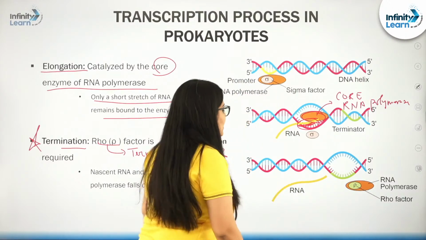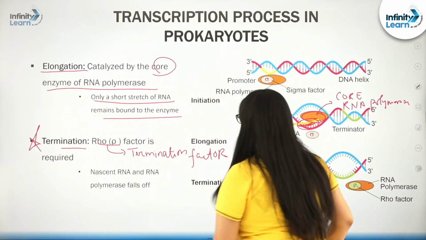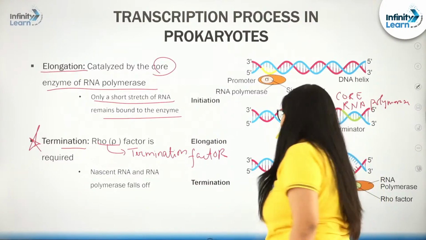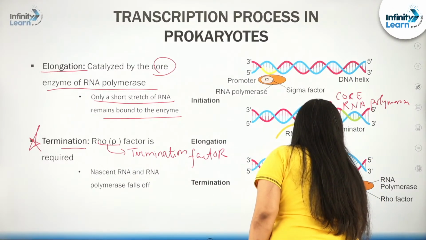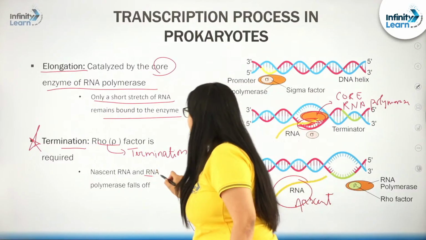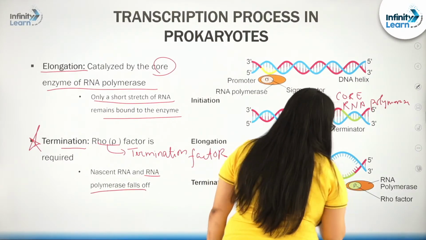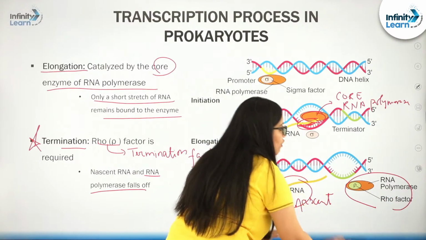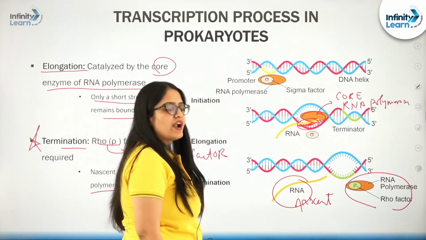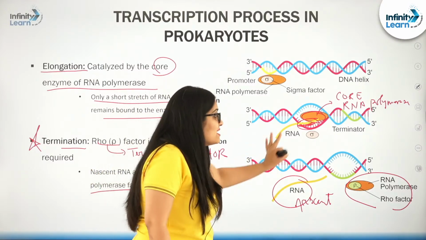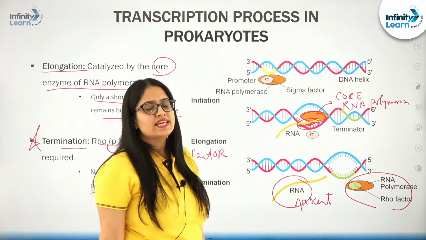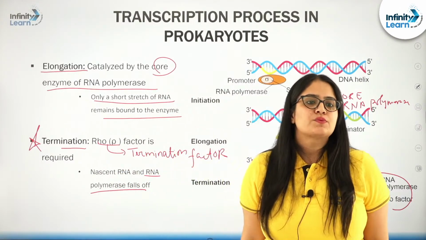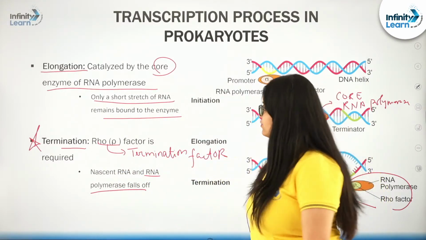And during termination, what will happen? This nascent RNA, what is a nascent RNA? The freshly prepared RNA, the one just made. This nascent RNA and the RNA polymerase will fall off, will get detached from this strand of DNA, from the segment of DNA that was taking part in the transcription process. This is how termination, or stopping of the transcription process, will take place, right students?